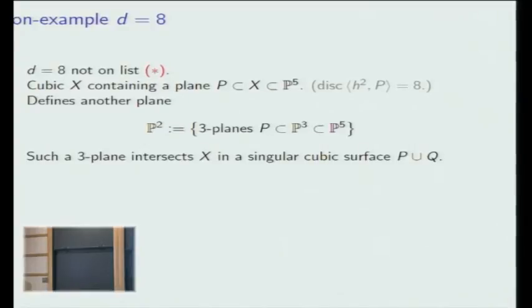Okay, now the plane will be P, and then there'll be another plane, which will be P2, which is the set of, I've written this badly, it's the set of P3s in P5 which contain the plane P. So it's the set of P3s in the middle of this. That's a P2 of those P3s. And any such P3 intersects the cubic in a cubic surface, but it contains the plane, so that cubic surface must be a plane union a quadric.